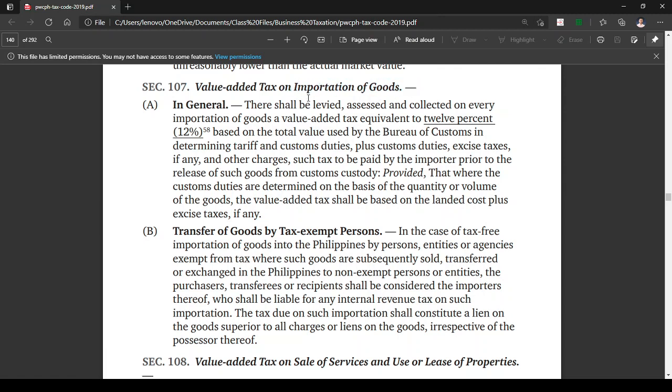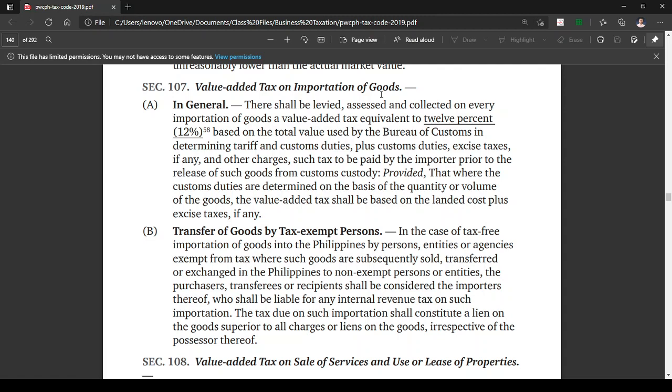For those na hindi nakakalam, ang importation of goods, this is the exact opposite or kabaliktaran lang ng export sales. Under export sales kasi, 'di ba, tayo yung magbebenta outside the country. Pero under the importation of goods, tayo naman yung bibili from outside the country. So tayo magi-import. Then we will be selling the goods, ibebenta natin yung mga nabili natin inside the country.